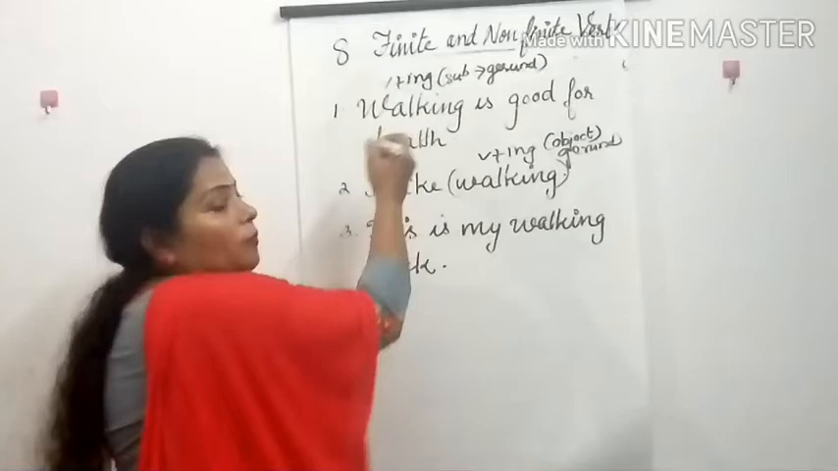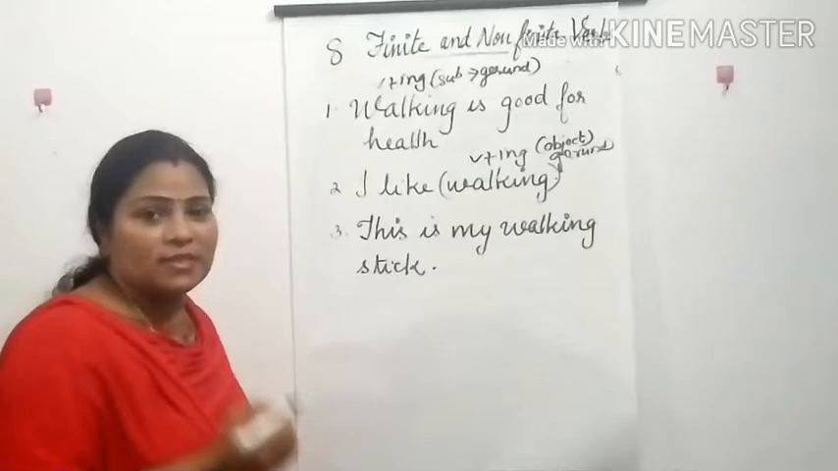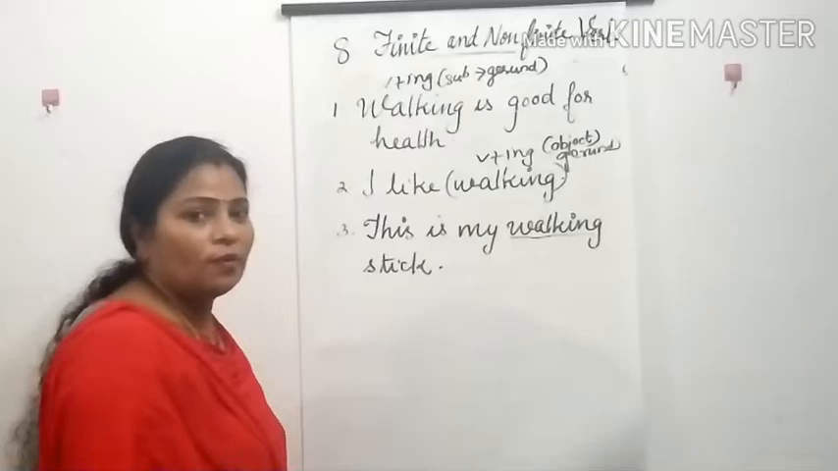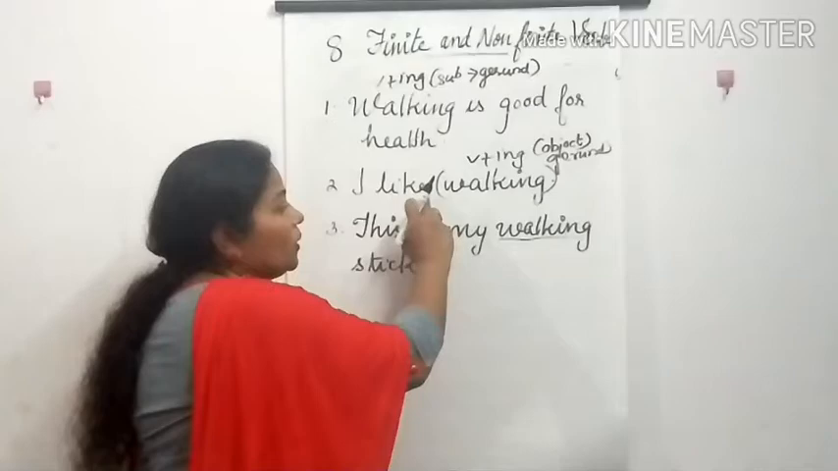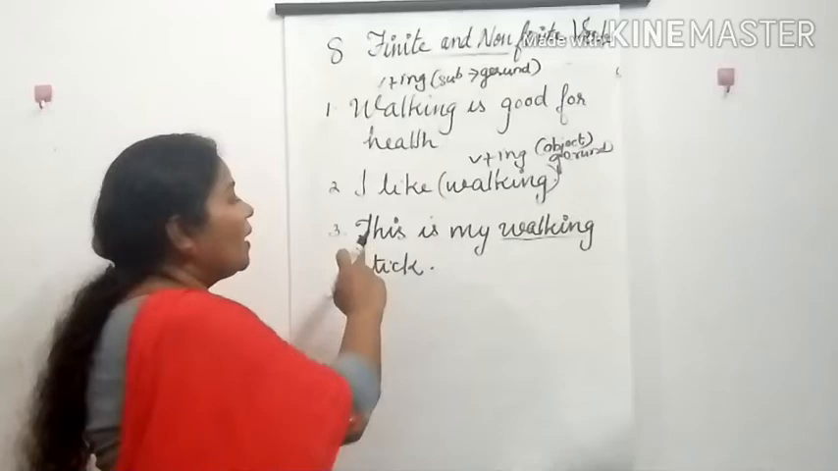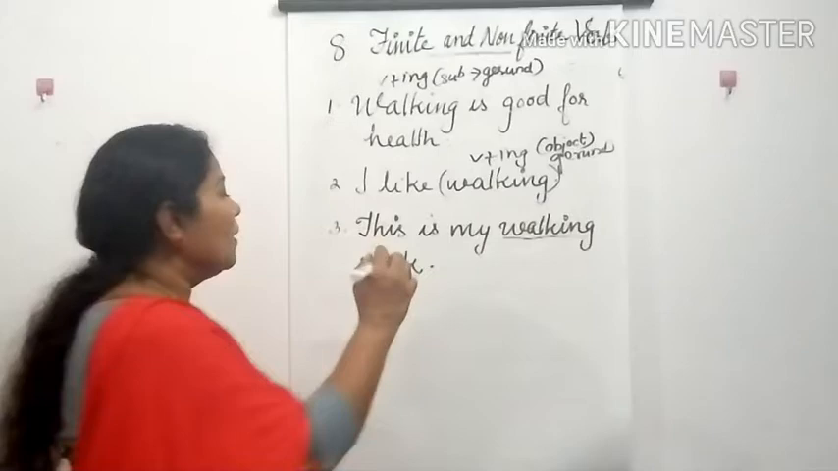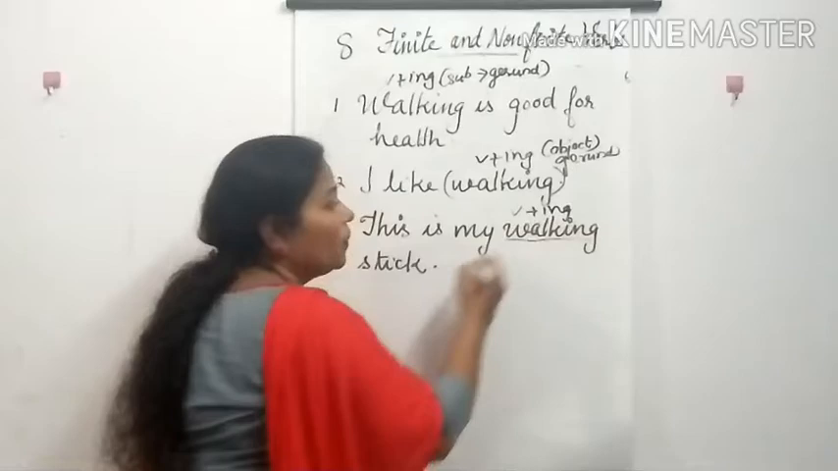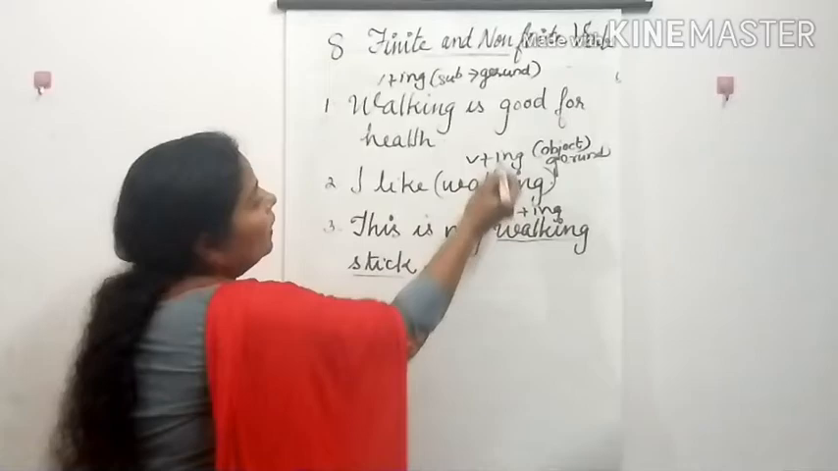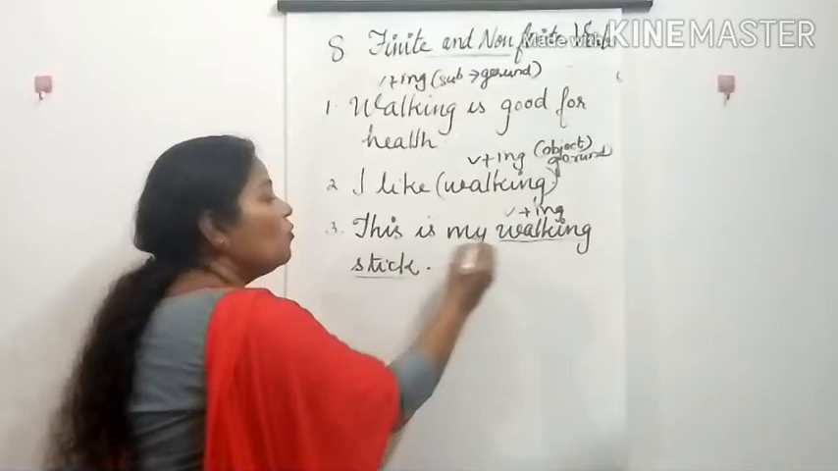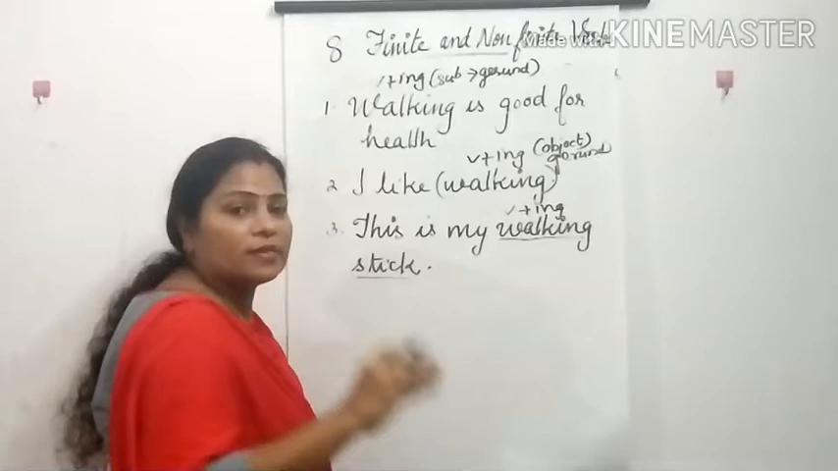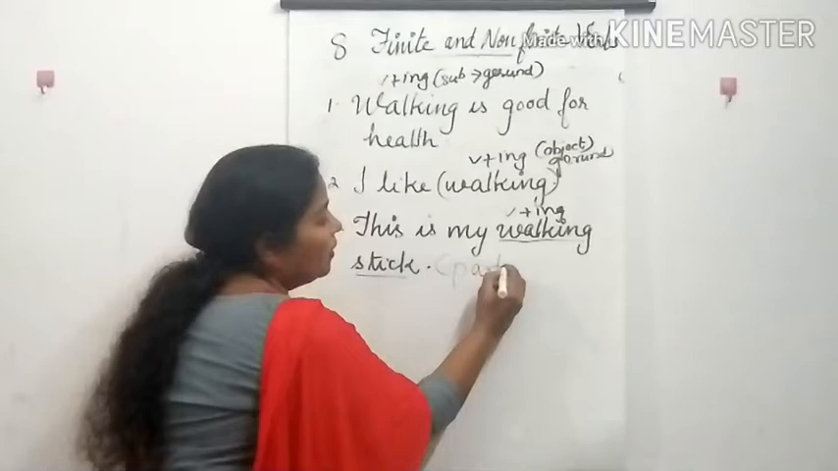Next one: this is my walking stick. Here also we have verb plus ing. So how can you make the difference? In the first case, the ing form was in the object position, so it is again the gerund. And in this case, this is my walking stick, it is a participle. Again we have verb plus ing, and it is coming before a noun. Stick is a noun, and with walking stick, we described the stick. So here the verb is acting as an adjective. So here it is a participle, and what kind of participle is it? Present participle.